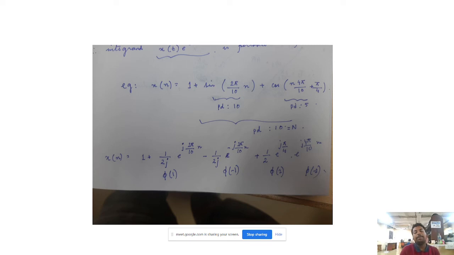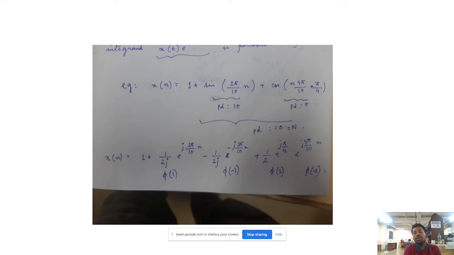So the time period of sine of (2 pi by 10) n is equal to 10. How is it? If we compare with the fundamental signal sine of omega n, we have omega equal to 2 pi by 10, and the time period, as discussed before, is equal to 2 pi by omega. So if you do 2 pi by omega, you will get T equal to 10. So the time period is 10.